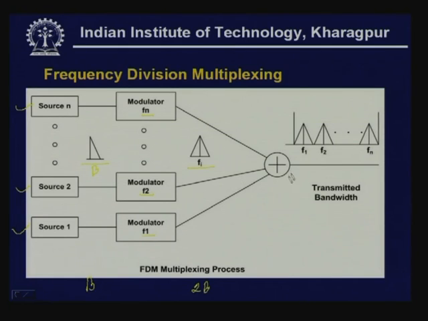And after these are combined together, as you can see, the total bandwidth is the summation of the individual bandwidths. That means 2B plus 2B, and so on. And obviously, there should be some separation between F1, F2 and Fn, so that there is no overlapping. So, this is the transmitted signal bandwidth. As you can see, the transmission bandwidth is the sum total of the individual bandwidths of the different signals.